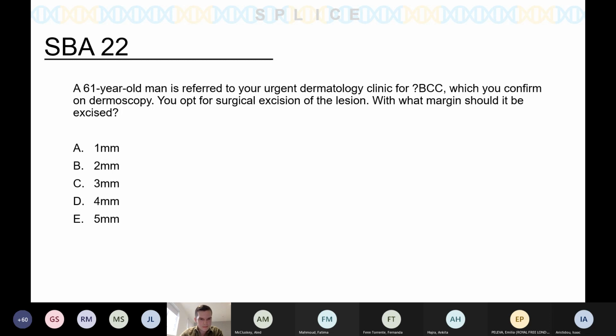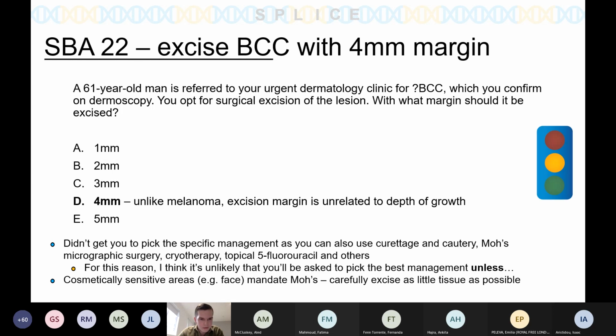We've got another SBA. Okay, and if we can close the poll. This is a bit of a niche question. Yeah, there's a split as well.